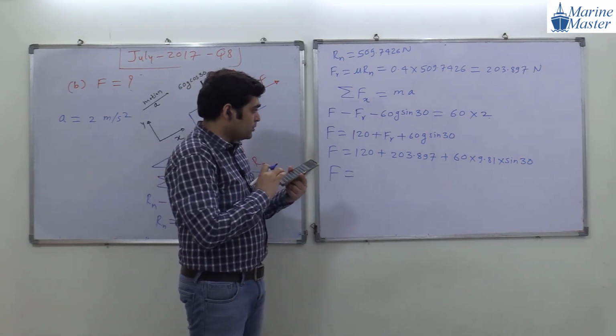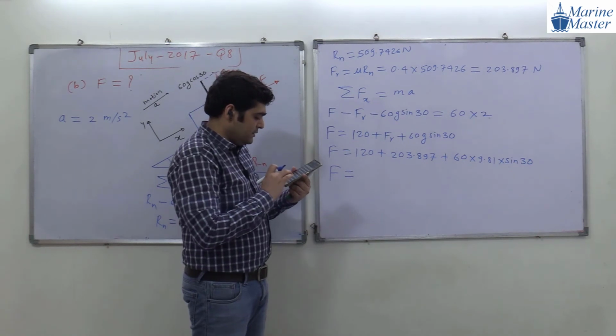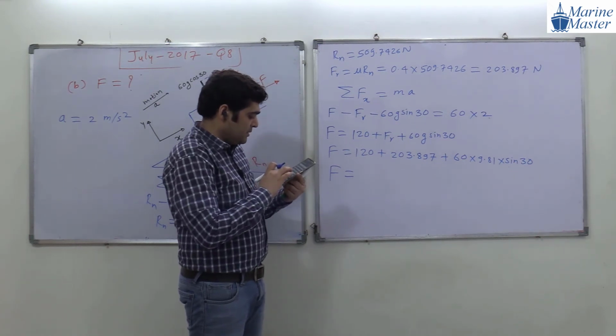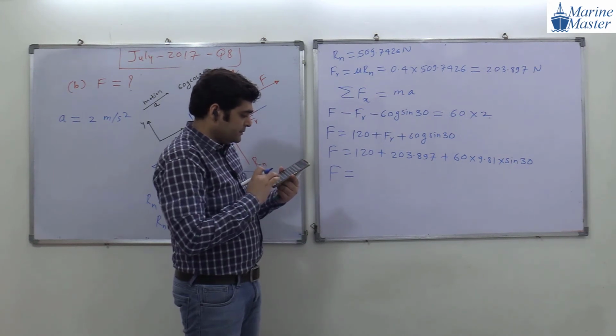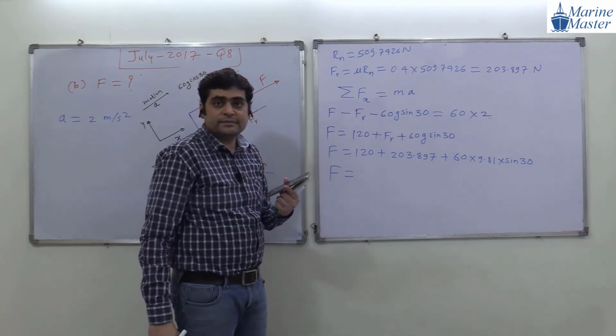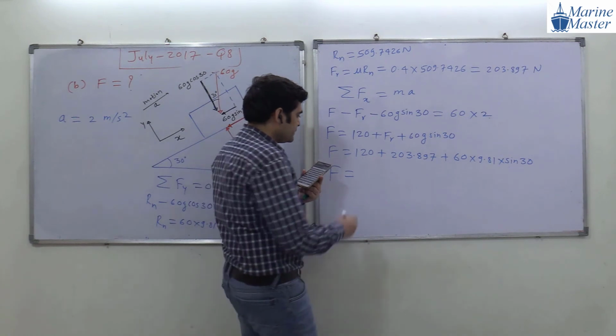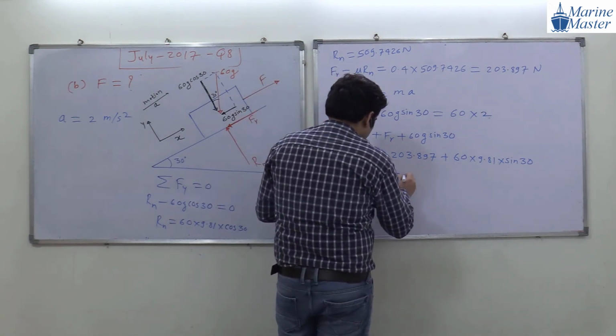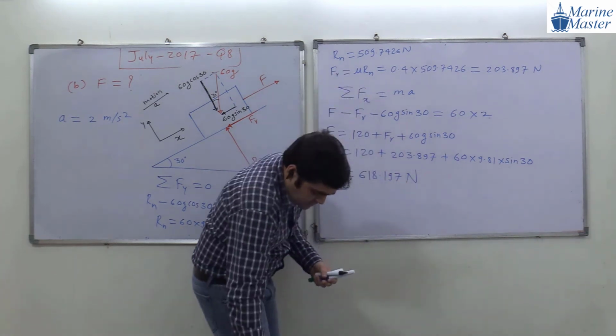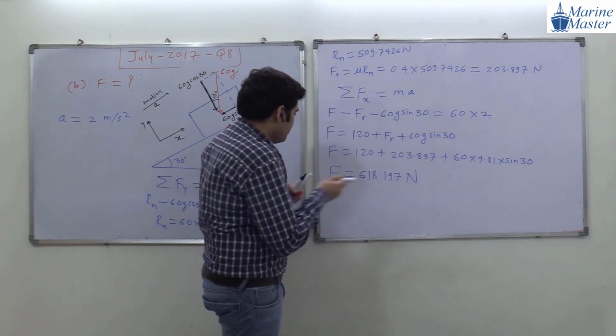120 plus 203.897 plus 60 multiplied by 9.81 multiplied by sine 30. How much are we getting guys? 618.197 Newton. So this is our answer of B part.